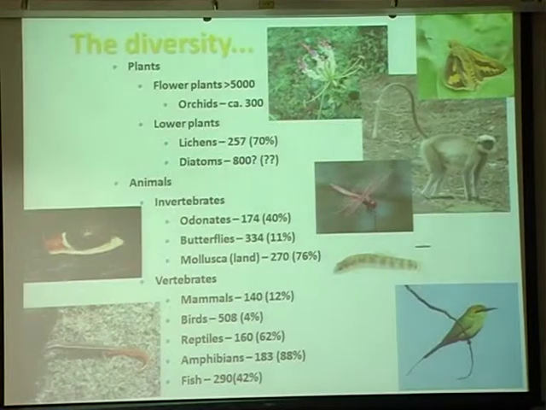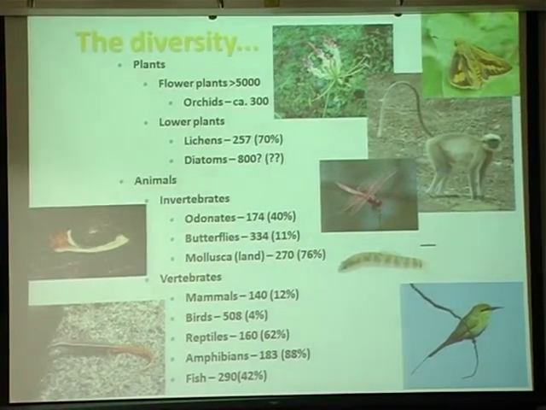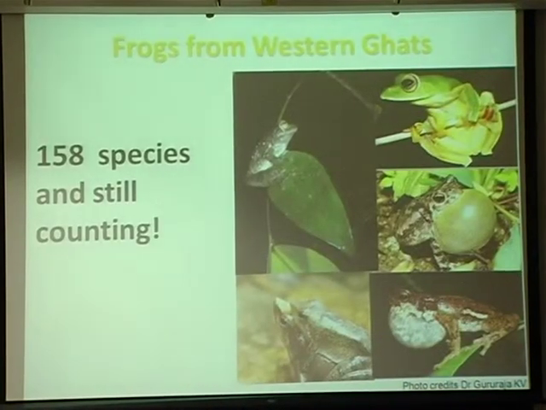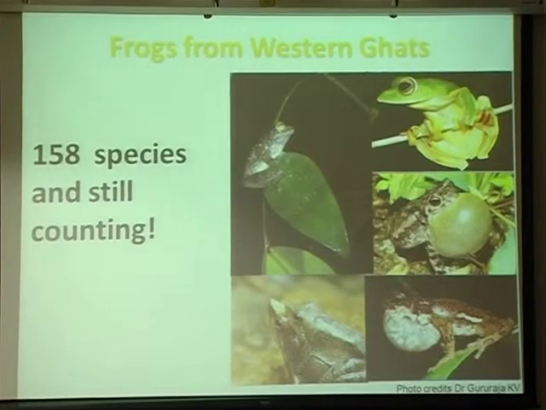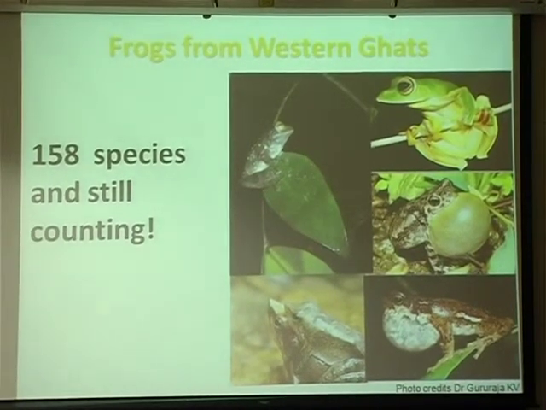Western Ghats has a high proportion of plant and animal species, most of them not found anywhere else in the world. When it comes to amphibians, Western Ghats has a high number of endemic species. Till date, there are around 158 species of frogs, and the list is going to get increased.